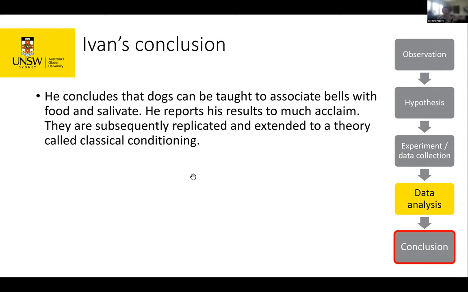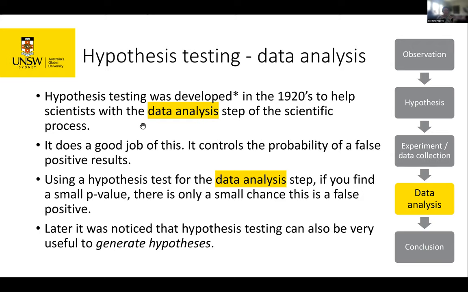So it wasn't useful to Ivan, but hypothesis testing, statistical hypothesis testing, was invented in this kind of context. It was developed in the 1920s. There were things similar to hypothesis testing before the 1920s, but the sort of things we're used to with p-values started more in the 1920s. And so it was developed for the data analysis step in the scientific process.